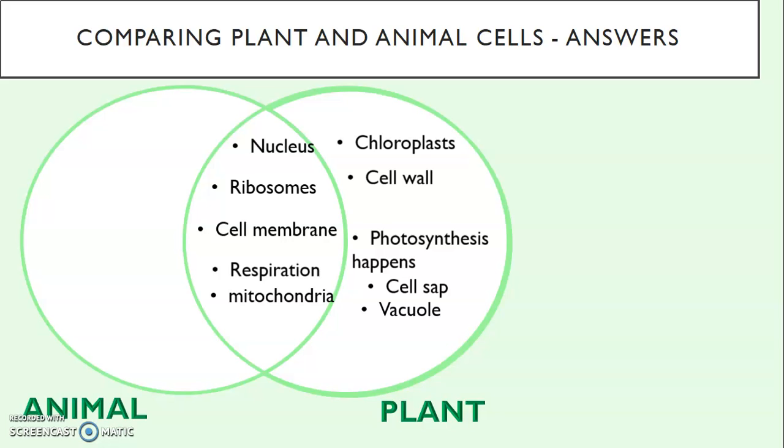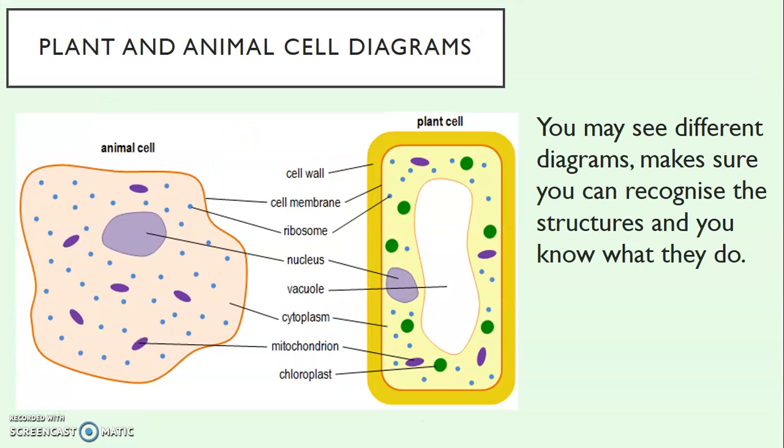So you can see that actually there aren't any structures that are only found in animal cells. So you have to learn those extra three that are found in a plant cell. Now, different diagrams, giving exactly the same information, but just drawn out slightly differently. You might see different diagrams for plant and animal cells. So please make sure that you can recognise those different structures and make sure you know what they do.